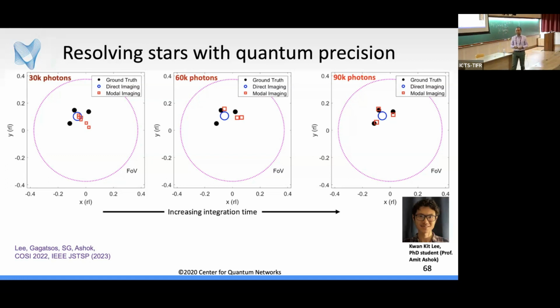Can I just ask, 90,000 photons is what kind of time are we looking at? If I just point myself at the night sky, what is this? That's a good question. This really depends upon the wavelength.